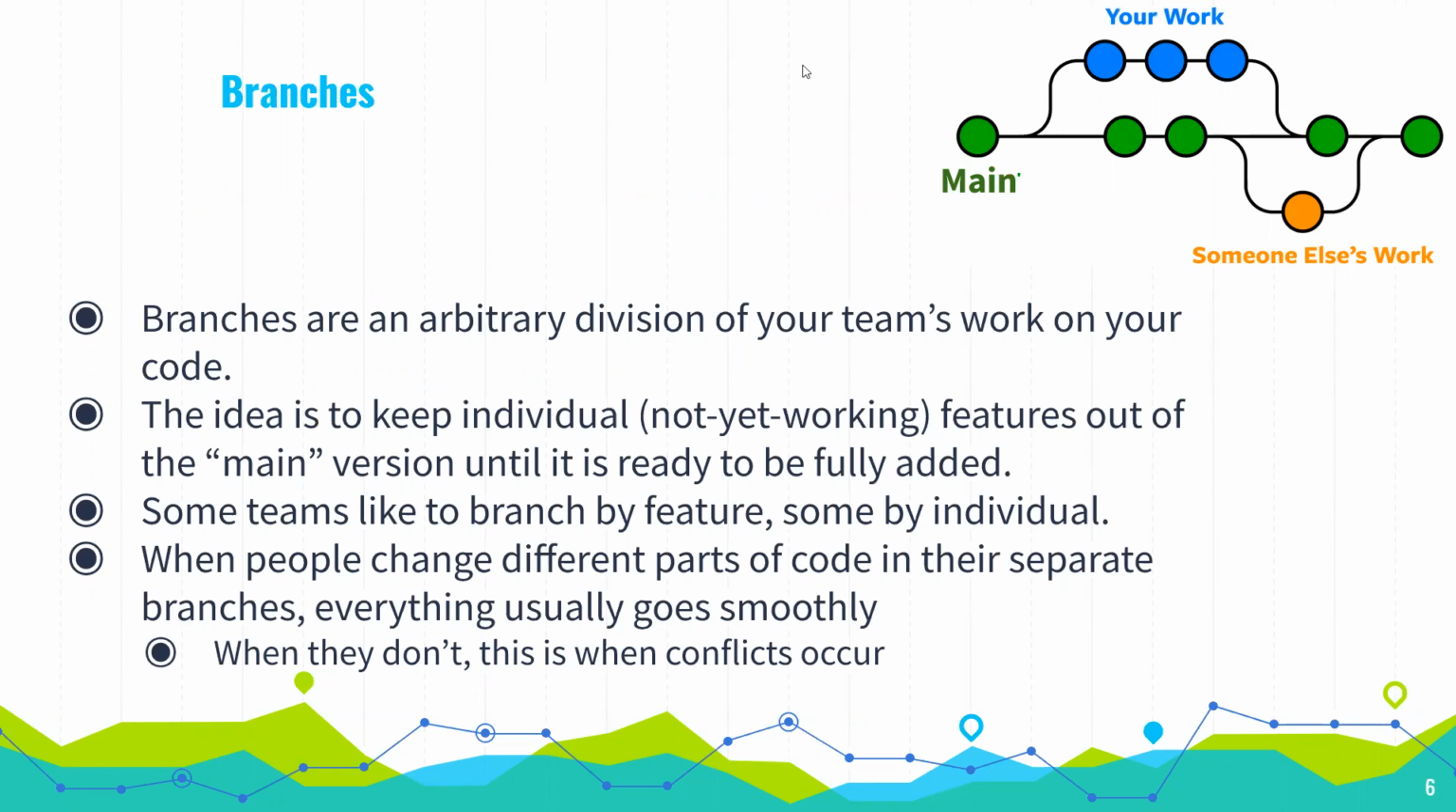So the idea is you have your main branch, that's your stable production version. And then you can branch off of that, make your own feature with your work. And then someone else at the same time can branch off somewhere else and do their own work. And then you merge it all back into main. So you're not breaking the main production version while you're working on it, and you're able to work on it at the same time as other people.